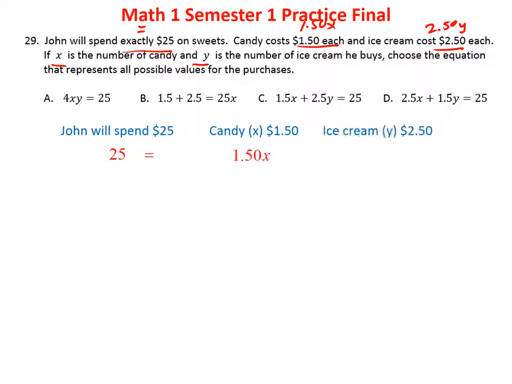Candy is 1.50 times x, and ice cream is 2.50 times y, and now we have our equation. $25 is going to be however much he spends on candy times 1.50, plus however much he spends on ice cream times 2.50. There's my equation, and I just need to find it up there. It is C.